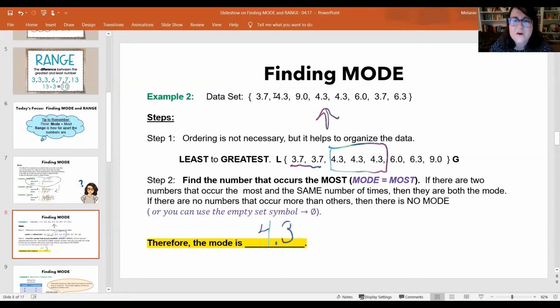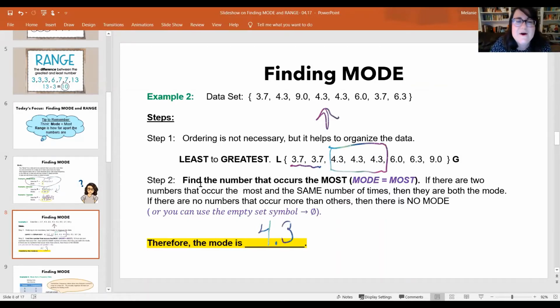Now, if I look up here at this version of the data set, I see, wow, they're all mixed up. And so your eyes could play tricks on you. You could think that 4.3 and 3.7 are both there twice. You could maybe accidentally say that 3.7 is included in the mode. So putting them in order from least to greatest really does help with the mode and with the range, but it's not necessary. You do not have to do it like you do with median. You have to do it with median.